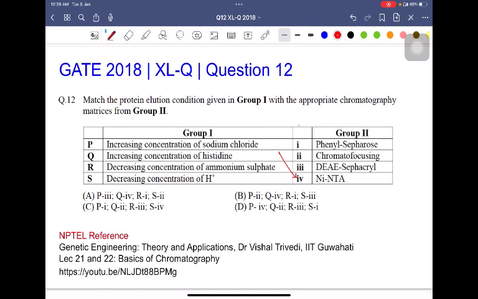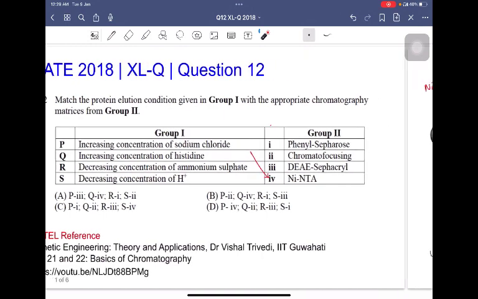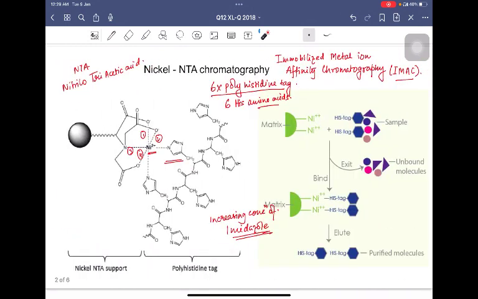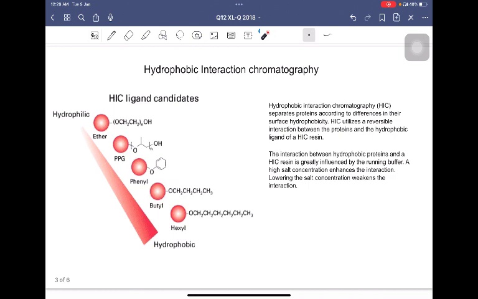Now the next type of chromatography that we are going to discuss is phenylsepharose. Phenylsepharose is actually a hydrophobic interaction chromatography matrix. What is hydrophobic interaction chromatography? It is a type of chromatography that separates proteins according to differences in their surface hydrophobicity.